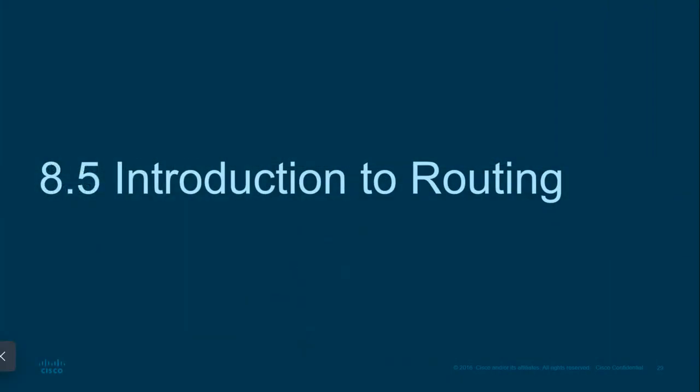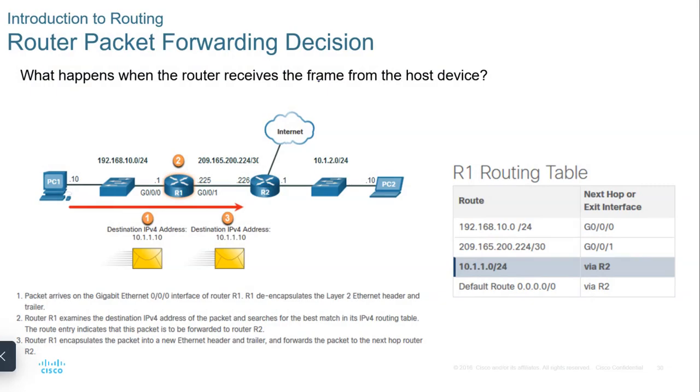Introduction to routing. Here you have to pay attention. Routers: the question is about the router's packet forwarding decision. What happens when the router receives a frame from a host? The router receives the frame on this interface. Once it receives it, it does the de-encapsulation, where it learns the source and destination MAC address.